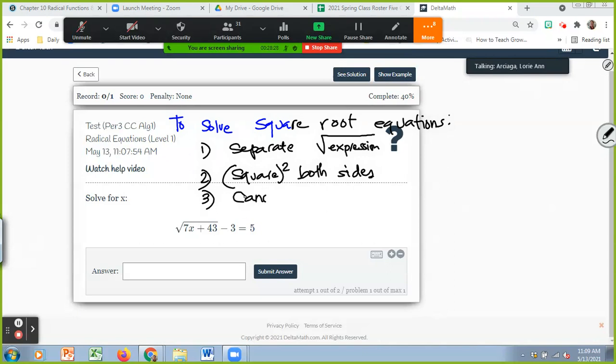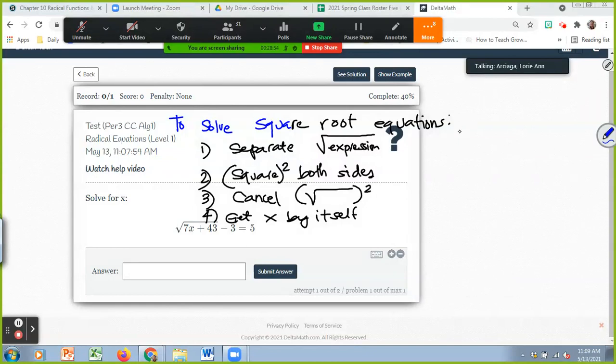Okay, and then you're going to cancel the square root and the square, because the opposite of square root is squaring it. And then after that, you have to get the x by itself. So we're going to do all these to solve an equation that looks like what we're doing now.